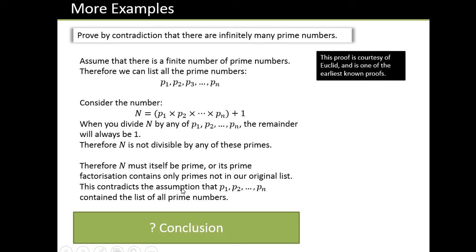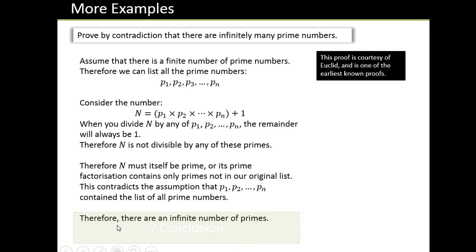So this contradicts the assumption that I've got a finite number of primes contained in the list of all prime numbers. So there's my contradiction, and remember we say therefore there are an infinite number of primes. Again, that's one I would learn the structure of.